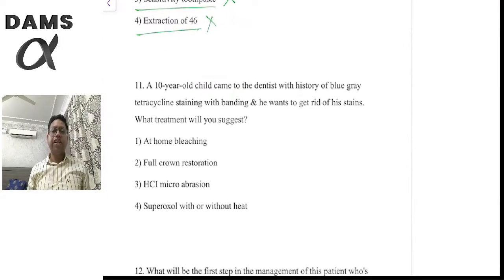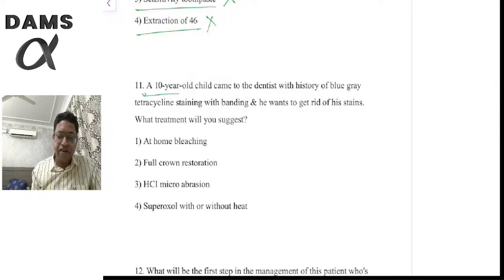Next question. A 10-year-old child came to the dentist. So we can see there's a distinct difference in the pattern of the examinations, NEET MDS examinations as well as INICET examinations. The questions are more clinically oriented. They would give you a short history. More challenging questions are there in INICET examinations as compared to your regular NEET examinations.